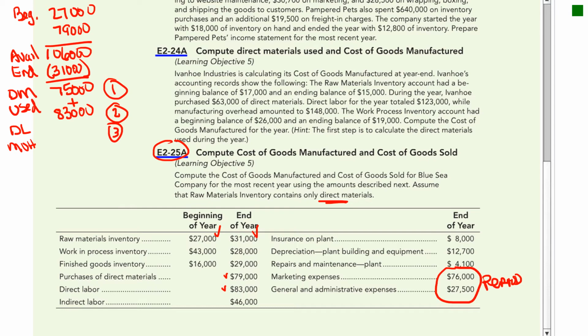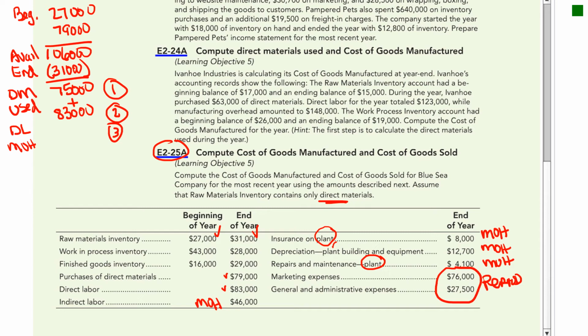So let's go down here. We've already covered this first group here. Let's start with indirect labor. That's going to be manufacturing overhead. That's indirect. The next one I see is insurance on the plant. That's manufacturing overhead because a plant means factory, so that's overhead. Depreciation on the plant building. There you go. It says plant, so that's factory. That's manufacturing overhead. We've got repair and maintenance on the plant. That's again manufacturing overhead. And then I already told you that the marketing and the general admin are period costs.